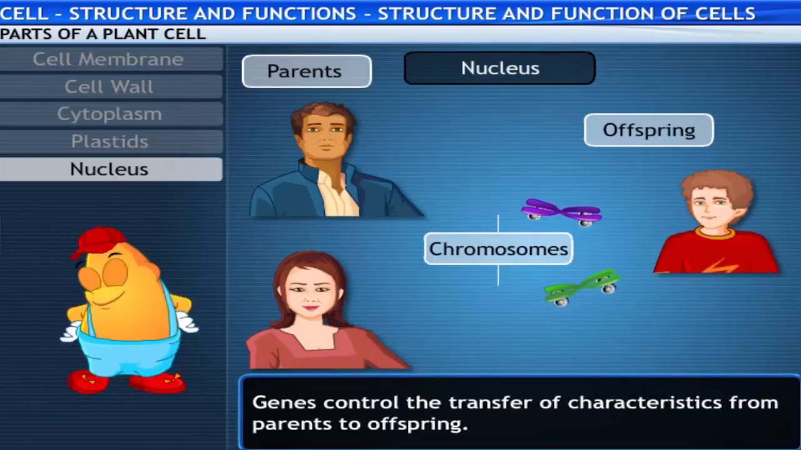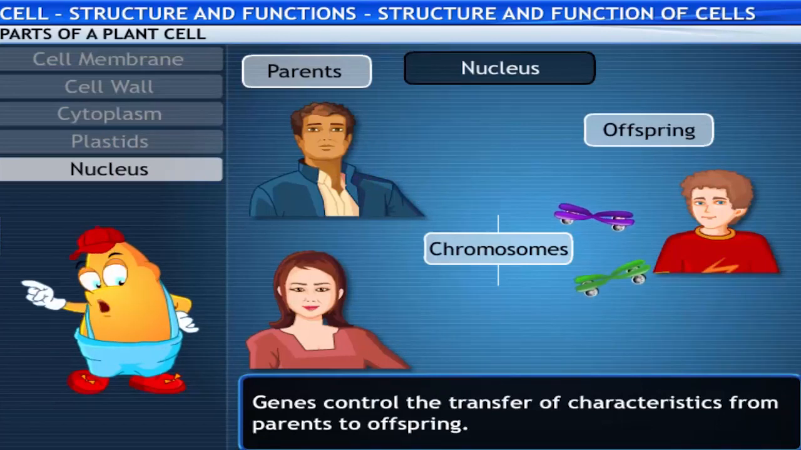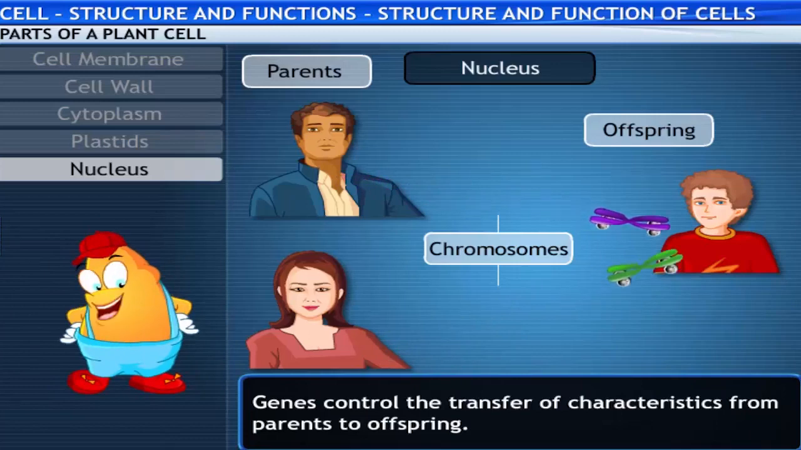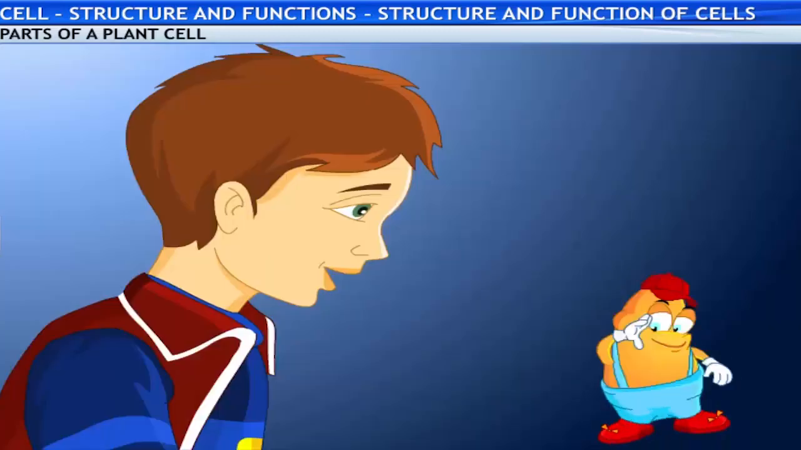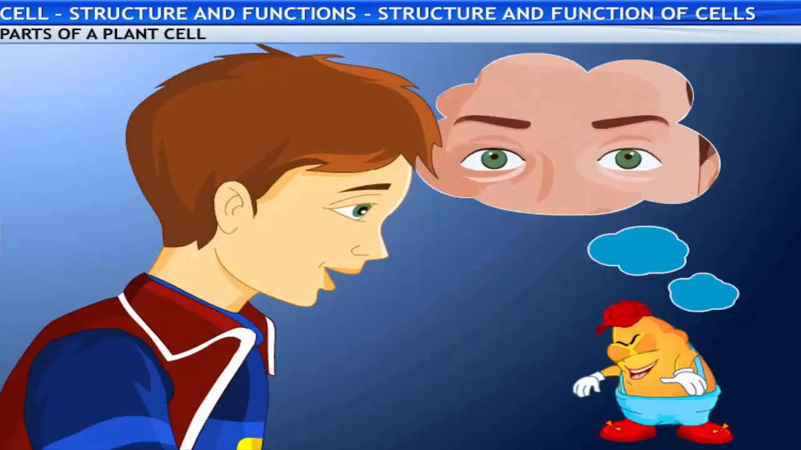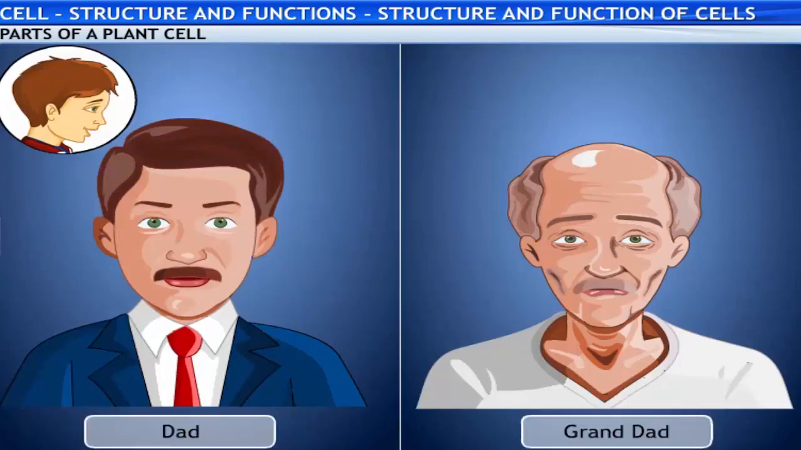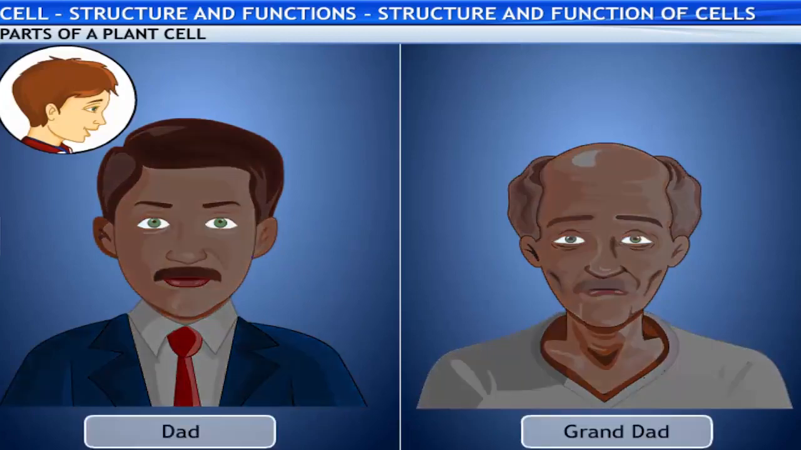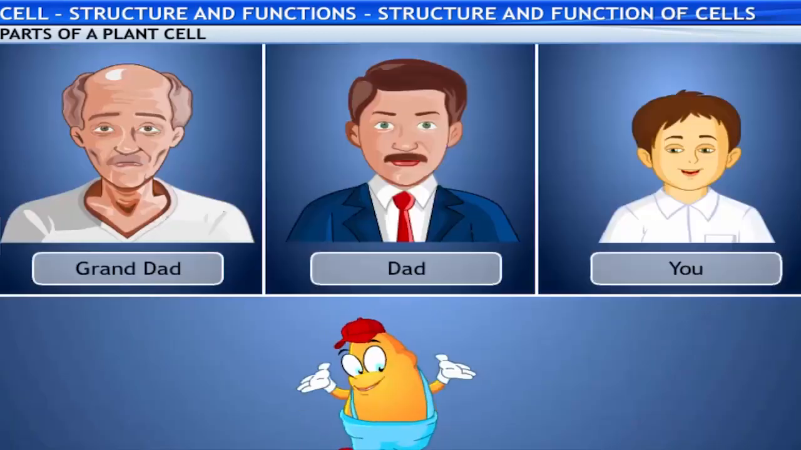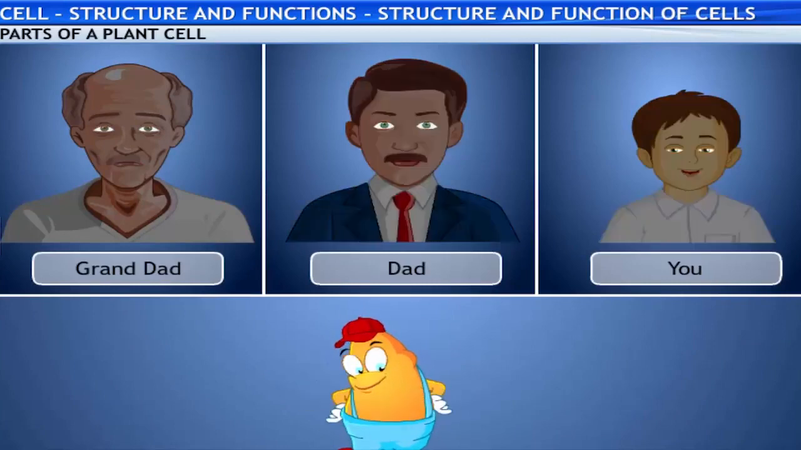Chromosomes are called the vehicles of heredity because they carry genes and help in the inheritance or transfer of characters from the parents to the offspring. Let me explain. Are your eyes the same color as that of your dad's? Yes, in fact, Dad and Granddad both have eyes of the same color. The color of the eyes is a character that is transferred from your granddad to dad and from your dad to you.